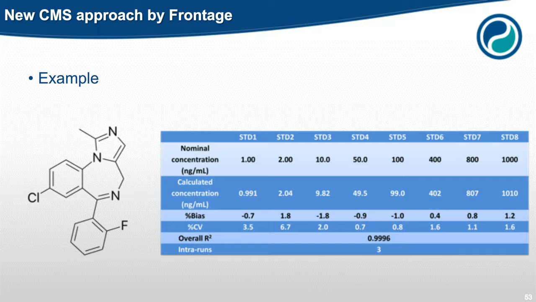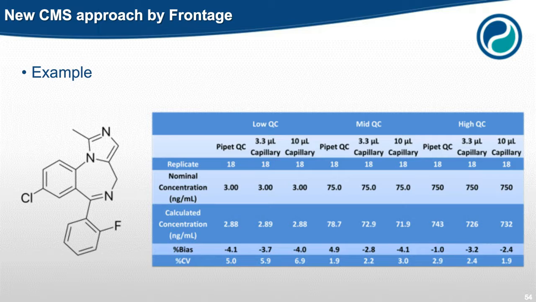And we have 3 inter-runs, and they have no problem. So the big comparison comes from the QC sample, because we prepare 3 sets of QC, one using the regular pipette QC, which represents the conventional sample collection procedure. And we also compare the frontage method, which is named in this table 3.3 microliter capillary, and also the usual way of using capillary, the 10 microliter.